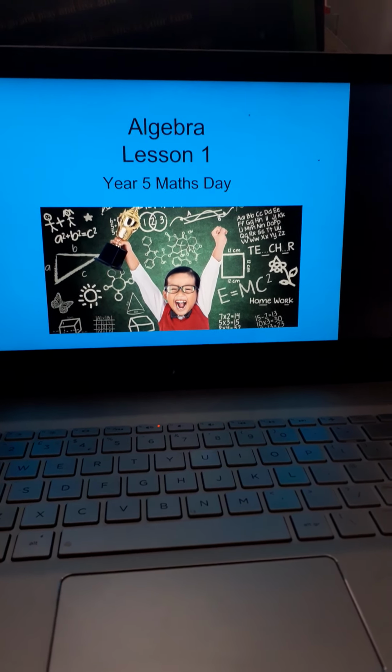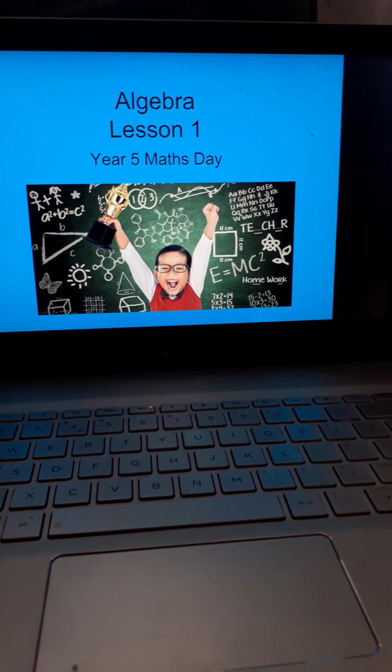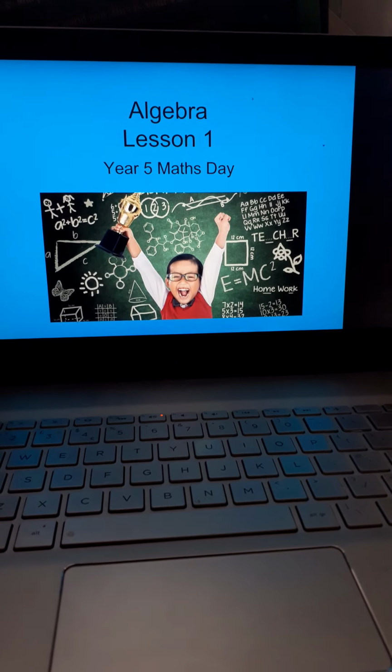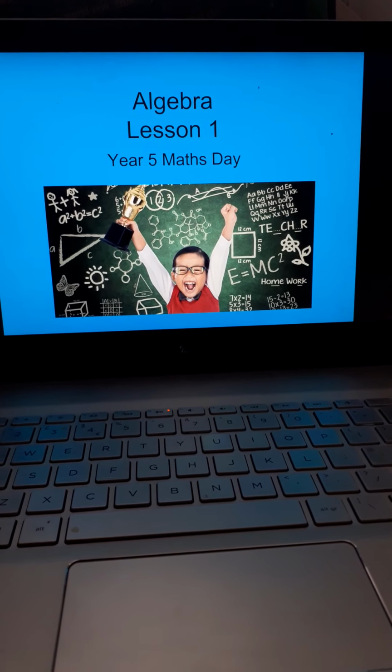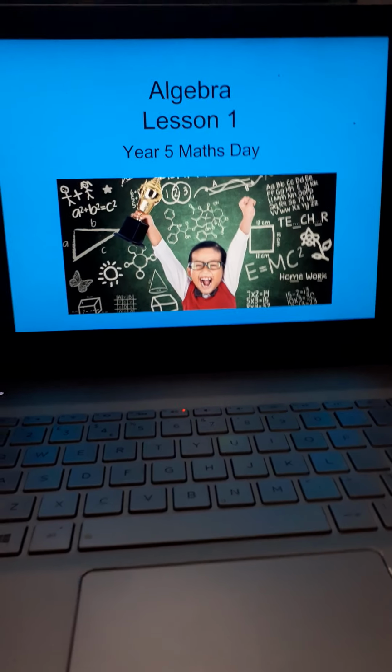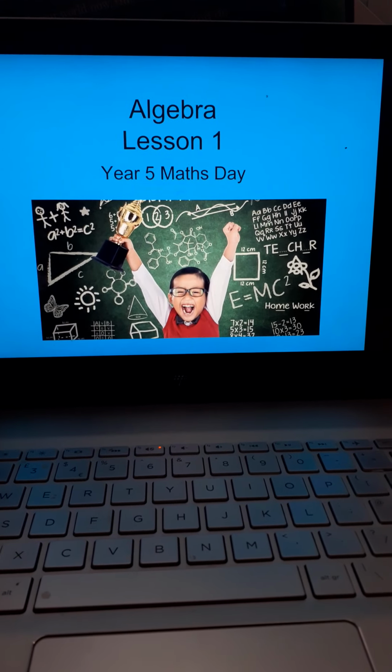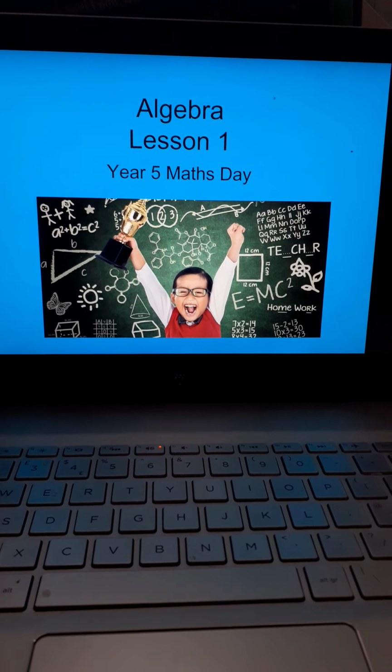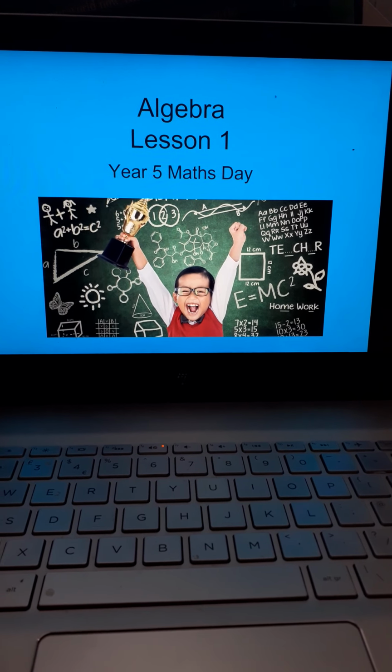Okay, here we go. Lesson one on algebra. Now, if you remember, I have done algebra with most of you before, with the algebra top trumps. If you remember that, the animals. We cut them out and have fun with that. That was great, wasn't it? But today we're looking at algebra more formally.